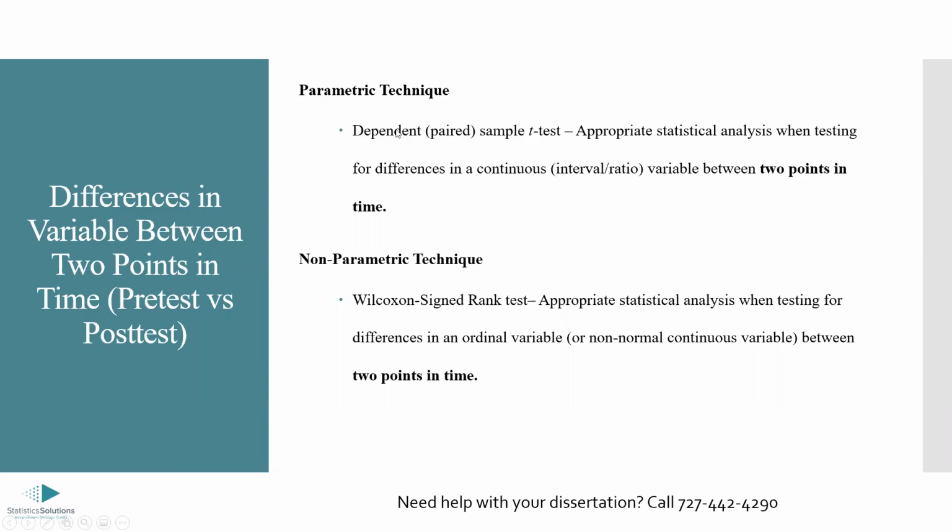The paired t-test, also called a dependent sample t-test, is used when you're testing differences in a continuous variable between 2 points in time. It's very important that the data are matched when you do this. Whether you give participants an ID number that they input on the survey, they need to come back for the post-test for this particular analysis to work. And then the non-parametric alternative to the paired t-test is a Wilcoxon-Signed rank test. That can be used when the data doesn't follow a normal distribution.